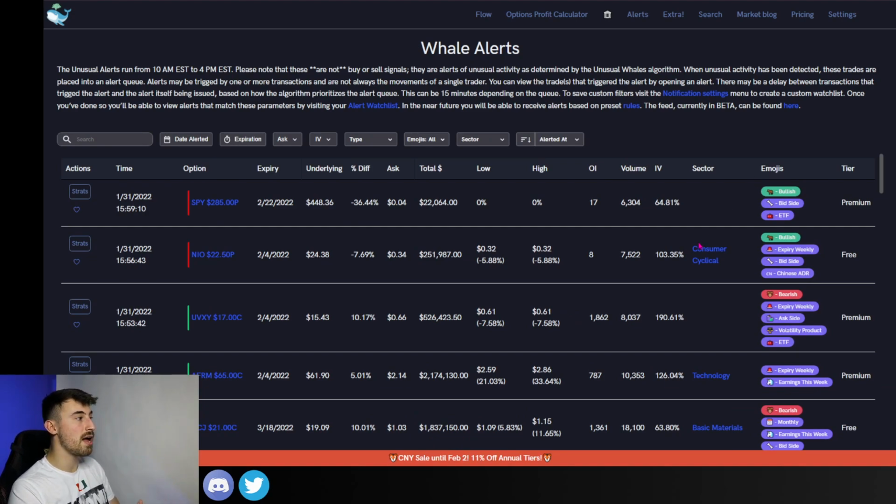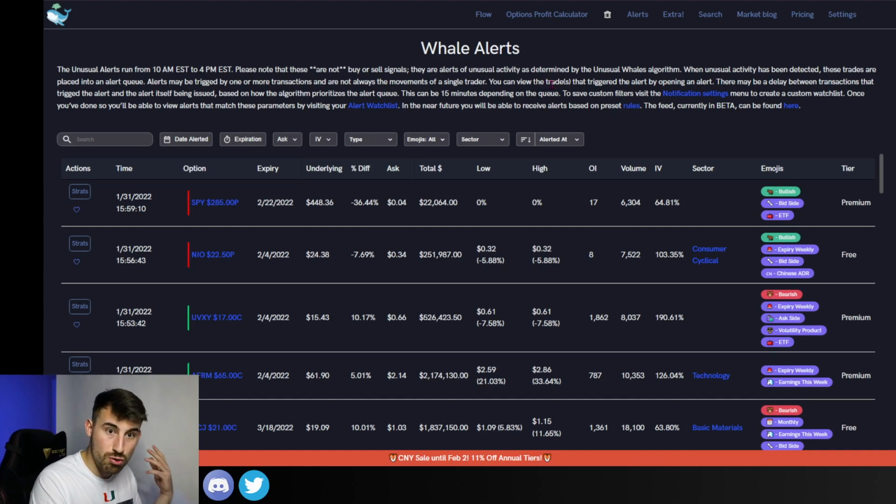Now, I need to say this right now: you shouldn't just look at the whale alerts and see them as buy or sell signals. They're algorithmically generated by the Unusual Whales bot, which detects unusual options activity within the entire stock market and then prints an alert here in the whale alert section. So they're not necessarily buy or sell alerts. They're more so ideas, and then you can go into the flow section to back up that idea and see if it's worth pursuing. That is something you need to know.